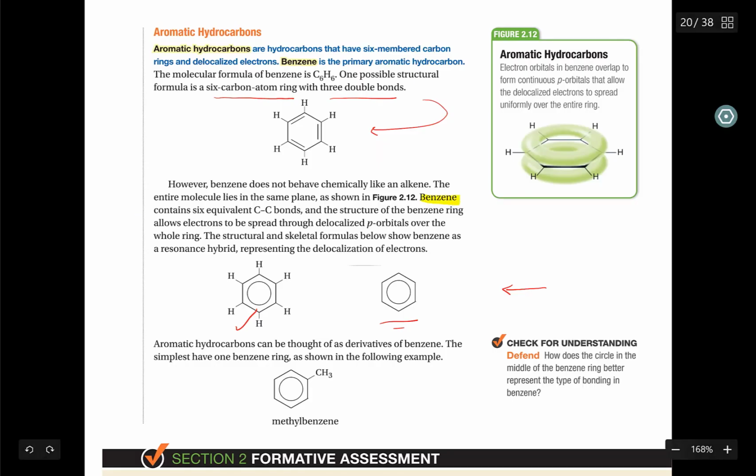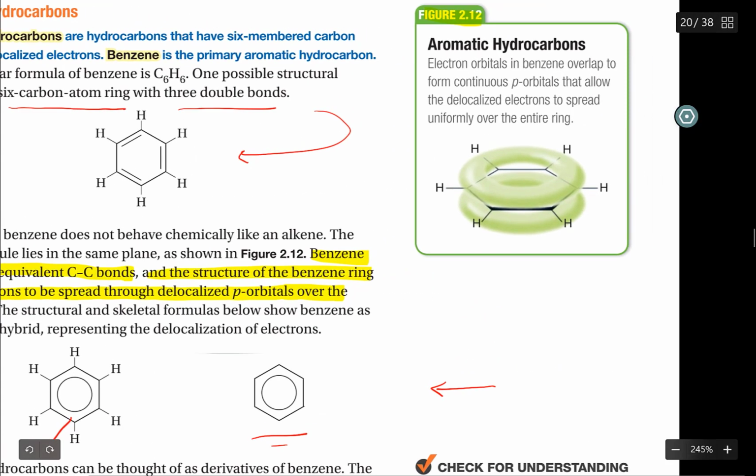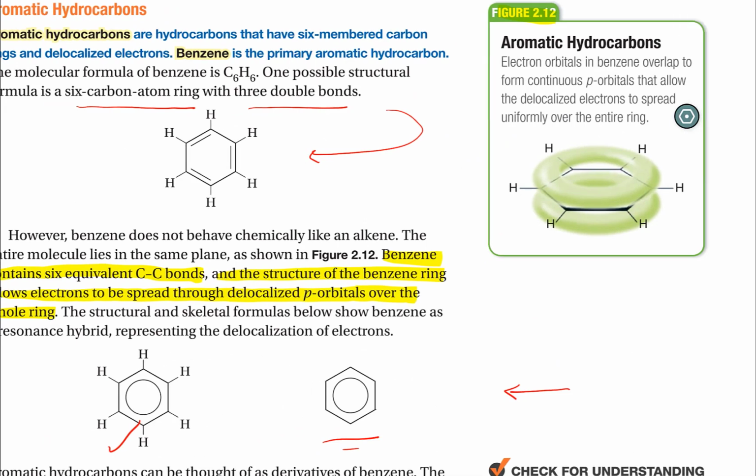Therefore, the benzene contains 6 equivalent carbon-carbon bonds, and the structure of the benzene ring allows electrons to be spread through the delocalized p orbitals over the whole ring. We have this structure on figure 212 at the right side of the page. This picture clearly shows that these electrons inside the p orbitals are distributed in all the ring, all over the 6 carbons. So we cannot say that these delocalized electrons belong to which carbon. It actually belongs to the whole ring.